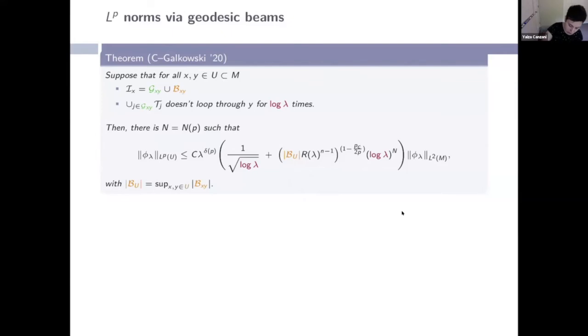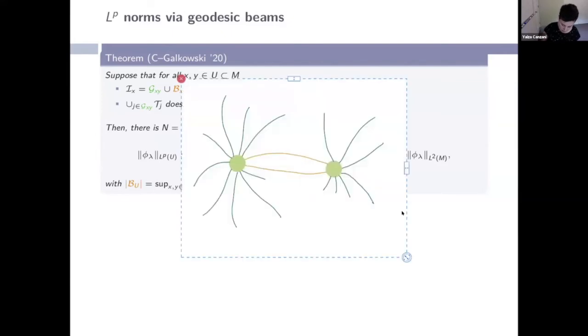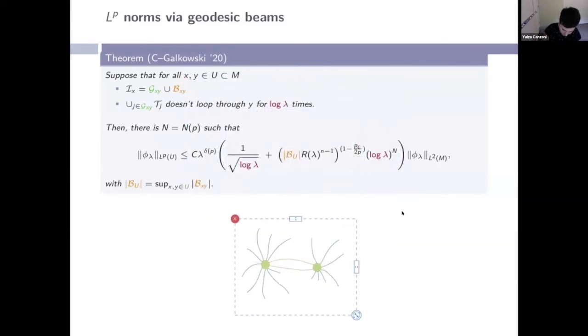What the assumptions are is that if you have any 2 points, so this is x here, and this is y, we are going to look at the tubes over x, and you have to be able to split them into good tubes and bad tubes with respect to y. So the green tubes are the good ones, the orange ones are the bad ones, and good simply means that all these green tubes are not going to reach your point y in times less than log lambda. These orange tubes do reach it in times less than log lambda, so those are your bad tubes. So for each pair of points, you have this decomposition between good and bad tubes. And if you can do this, then one can get this result.